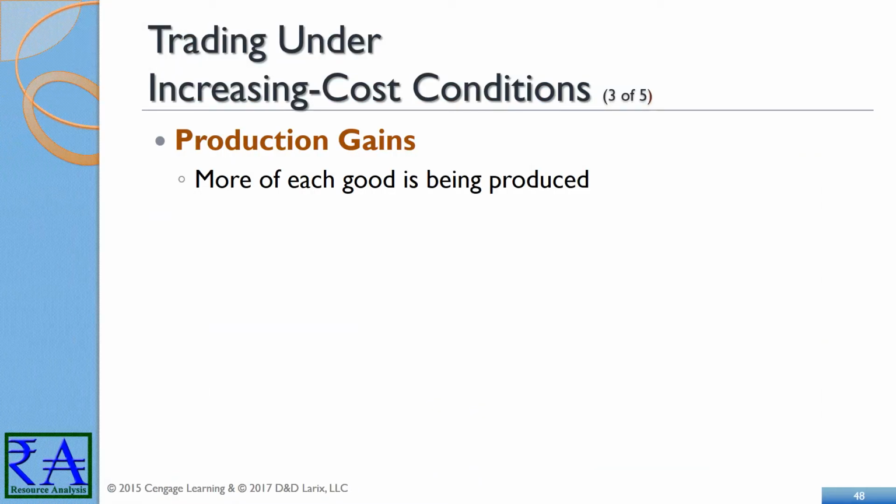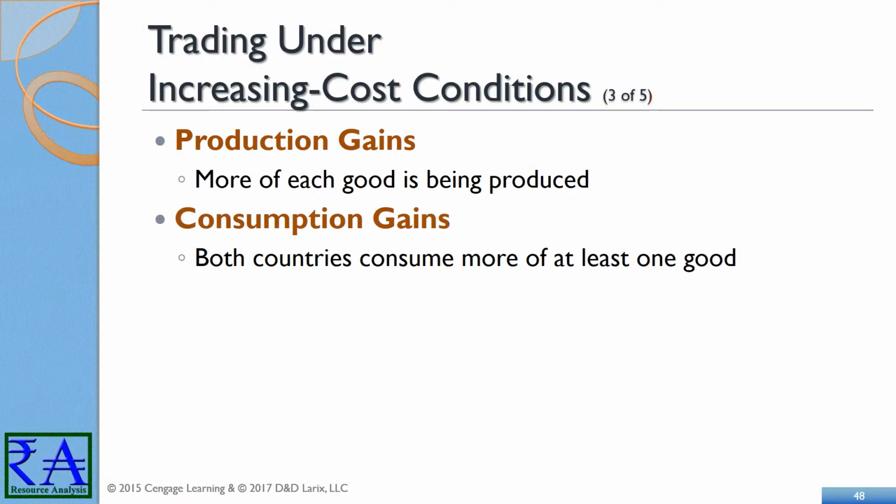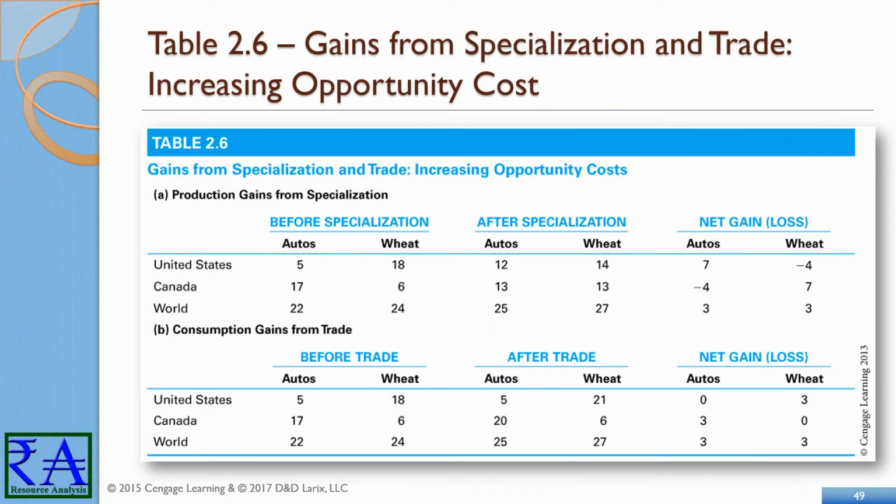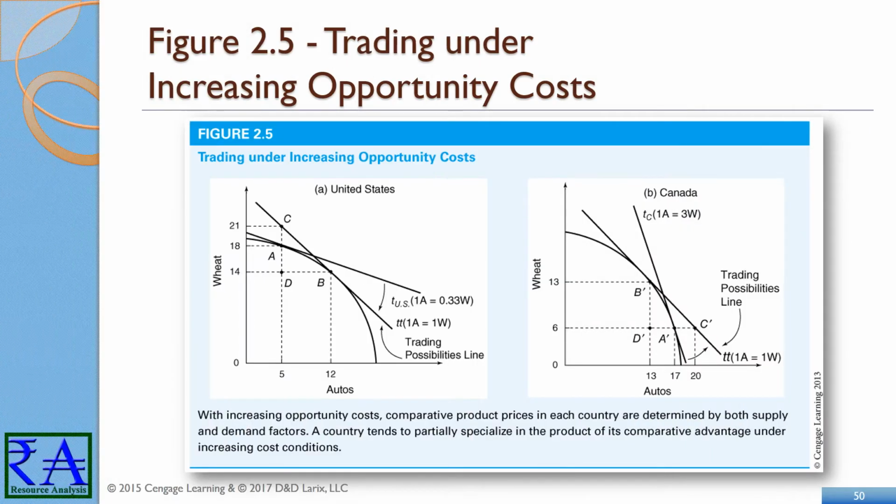We continue this discussion by looking at production and consumption gains and the trade triangle. Production gains from specialization brought about by trading show overall increases of 3 automobiles and 3 bushels of wheat between our trading partners. As the U.S. specializes in automobile production, it moves along the production possibilities curve from point A to B. Canada moves from A' in the direction of B'. In this relationship, the U.S. exports automobiles and Canada exports wheat.